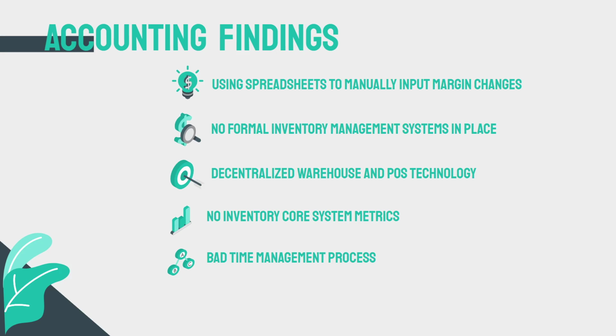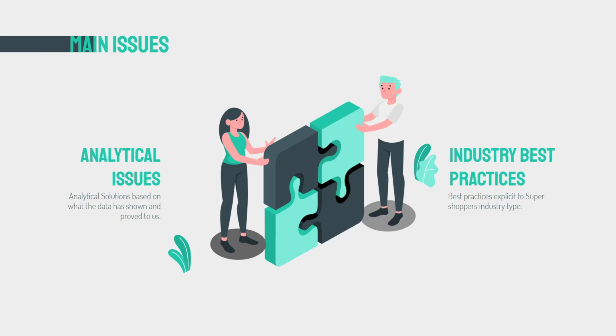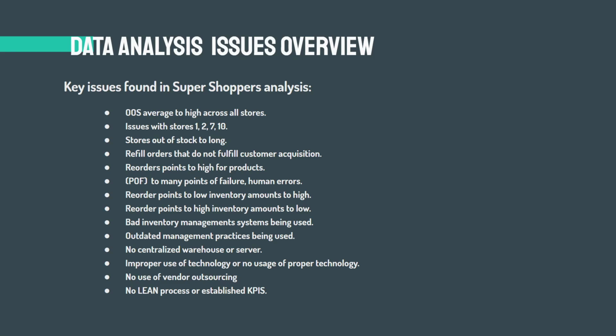And another main factor is that this accounting process throws a wrench into the turnaround time for all of these products to get back to the store. So let's move on to the next one. So we're going to go over the main issues. I'm just going to recap all the main issues in a list, and then I'll give you the final solutions and recommendations. So, the data analysis issues.